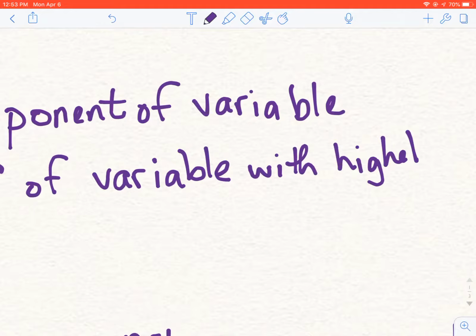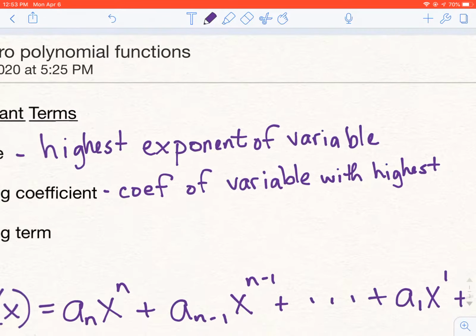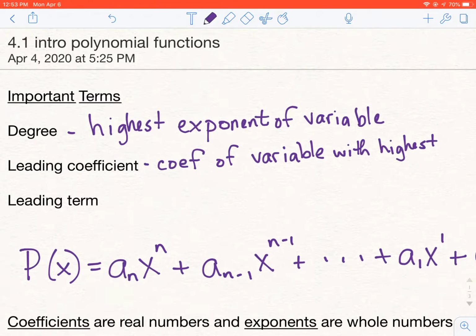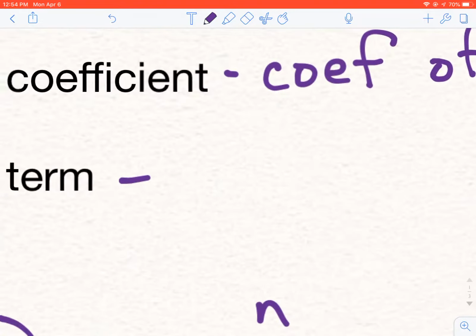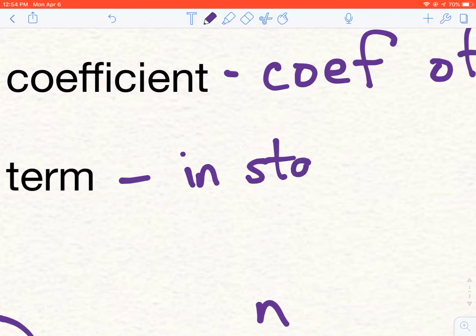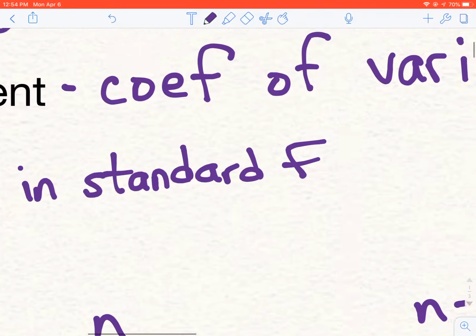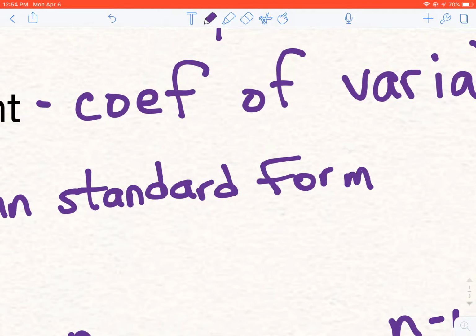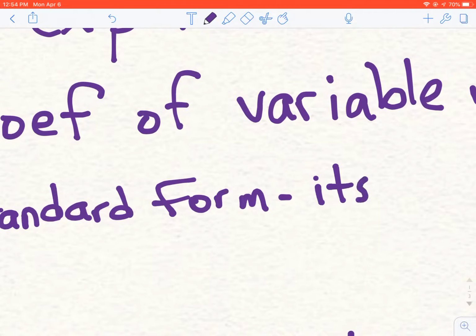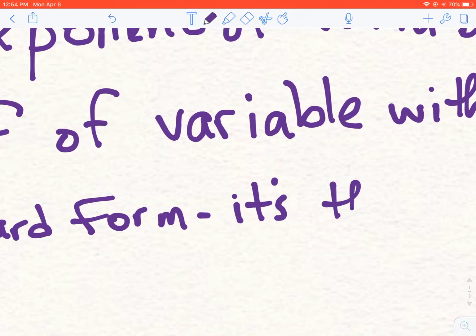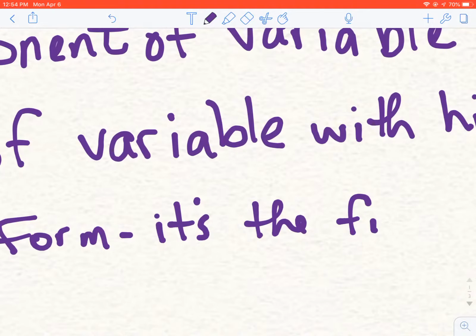And then the leading term is, of course, the term, which is the whole thing together, the coefficient and the variable with the highest exponent. So if in standard form, it's the first one. That's why we call it lead. And you remember standard form, that's when you put x to the fifth, then x to the fourth, then x to the third, x to the second, and all the way down. But remember, be careful that they're not always written in standard form. So you will look for the one with the highest degree.